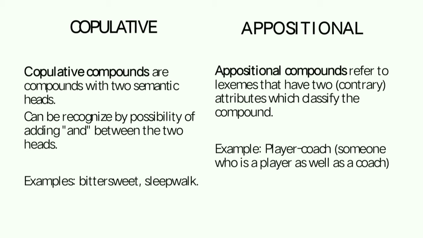And the last one is appositional. Appositional compounds refer to lexemes that have two contrary attributes which classify that compound. Appositional mengacu pada leksem yang memiliki arti atau klasifikasi yang berlawanan atau bertolak belakang. Example, player coach, someone who is a player as well as a coach. Kita tahu bahwa player atau pemain dan coach atau pelatih adalah dua hal yang berbeda atau berlawanan.